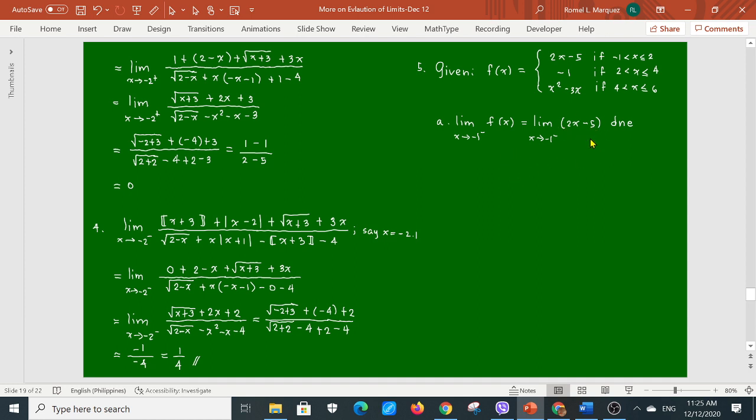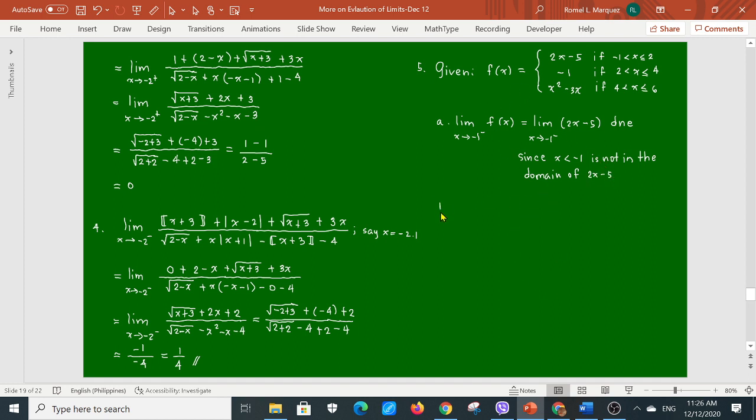Why is it that the limit of 2x minus 5 as x approaches negative 1 from the left does not exist? Because it's not in the domain, no? Since x less than negative 1 is not an element, no? Is not in the domain of 2x minus 5 or of f of x, no?